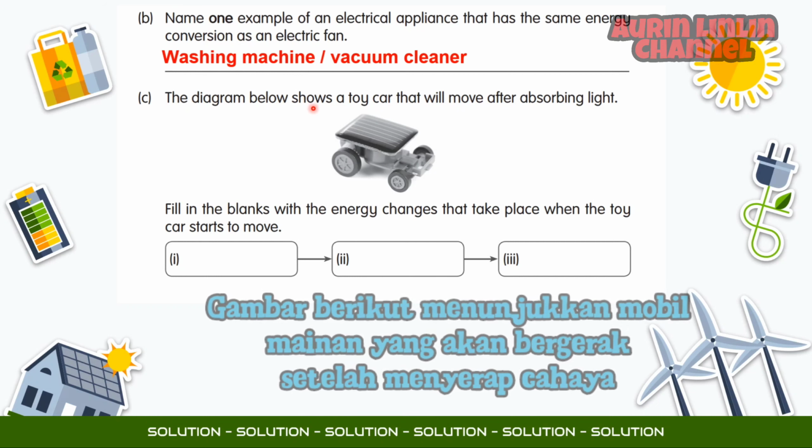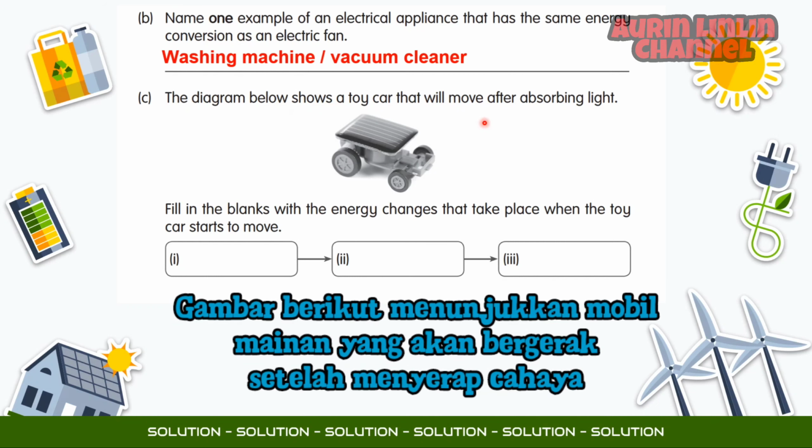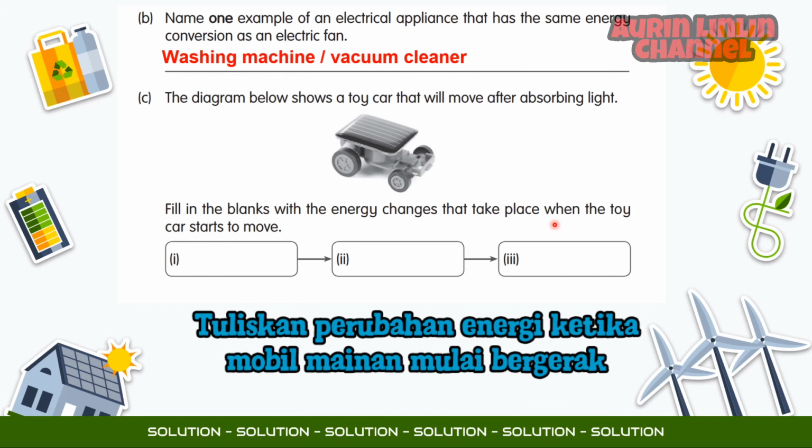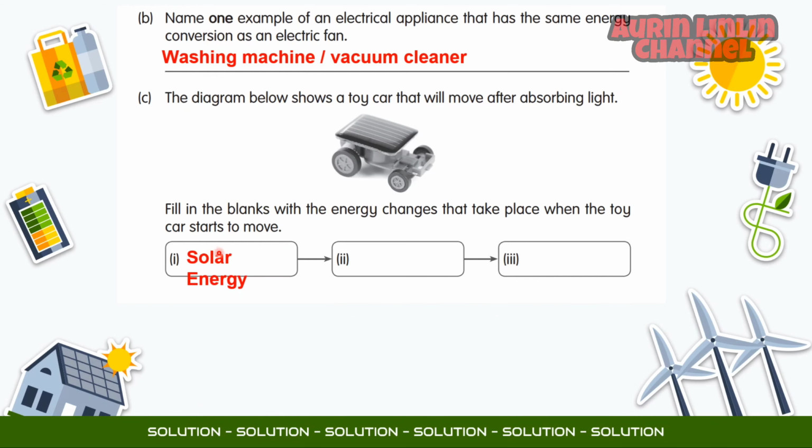Question C. The diagram below shows a toy car that will move after absorbing light. Fill in the blanks with the energy changes that take place when the toy car starts to move. The first is solar energy, and it changes into electrical energy. And the last is kinetic energy because the toy car is moving.